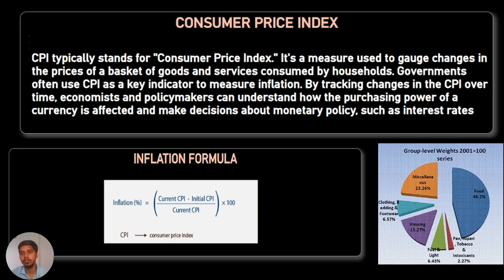So below this, you can see that there is a pie chart available. This tells you that if a basket consists of goods and services consumed by a household, then out of those 100%, what is the weightage of different goods and services, like 46.2% on food, 2.27% on pan masala and tobacco, 6.43% on fuel, 15.27% on housing, 6.57% on clothing, 23.26% on miscellaneous things. So this tells what is the distribution of CPI of that country.